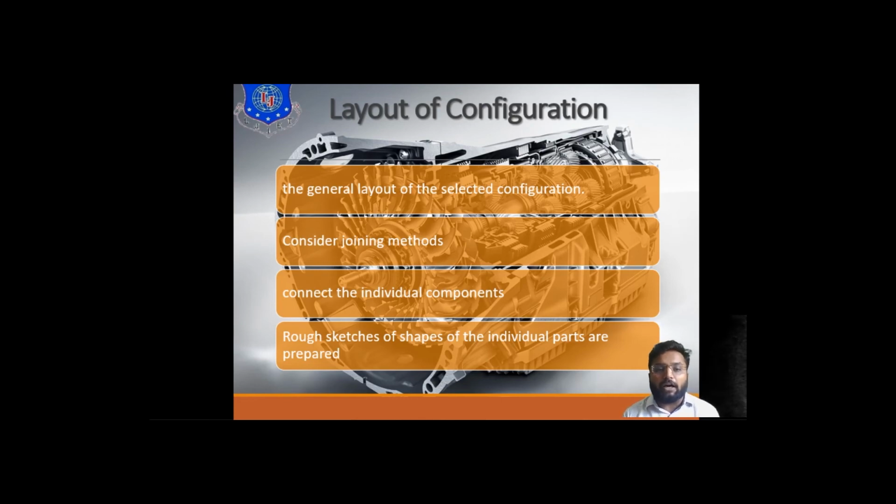To be specific, if I'm talking about a gearbox, then in the case of a gearbox we will have a layout where we have to provide the lay shaft, the number of lay shafts, as well as the number of gears. That is called a general layout of our gearbox. Clear? After the general layout, we can decide the joining or assembling method for the individual components, from the gear to the shaft, and ultimately we can prepare rough sketches of the individual parts. Clear? In this case, we are only going to have a general layout rather than an individual component design.